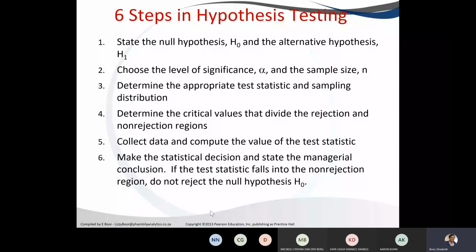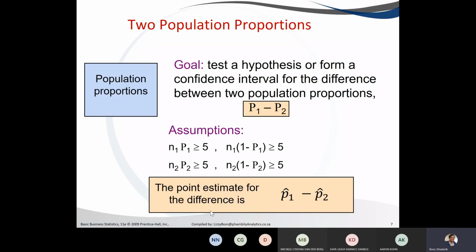Okay, so let's look at how we do the hypothesis testing for 2 proportions. The goal for this is to test the hypothesis for the difference between the 2 population proportions. Since we have 2 populations, we will have population 1 and population 2, and we want to check if there is any difference between them.